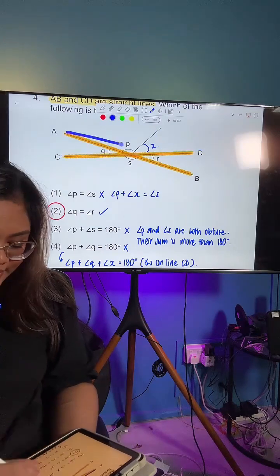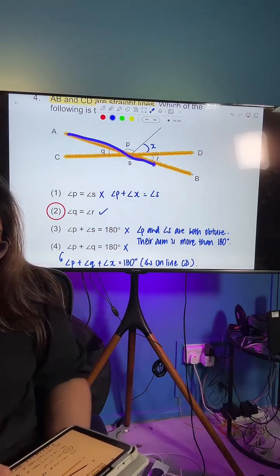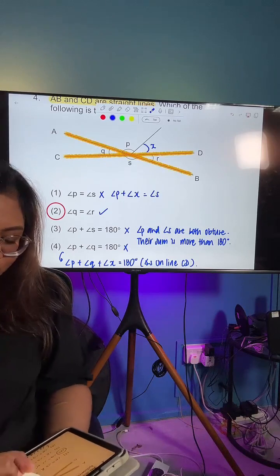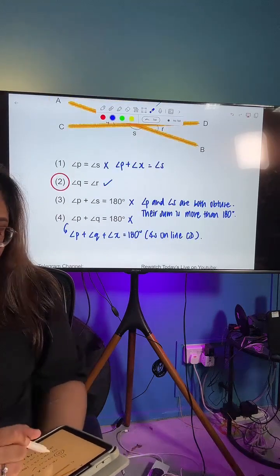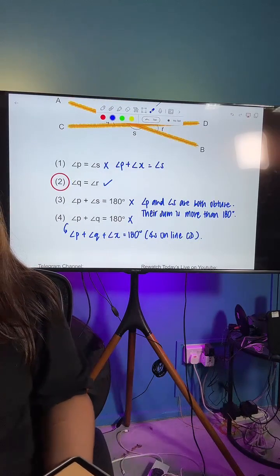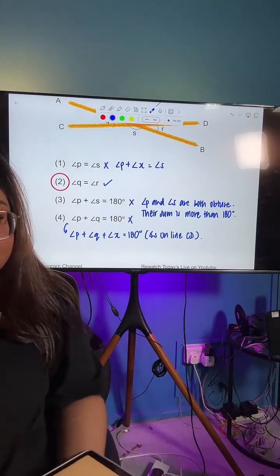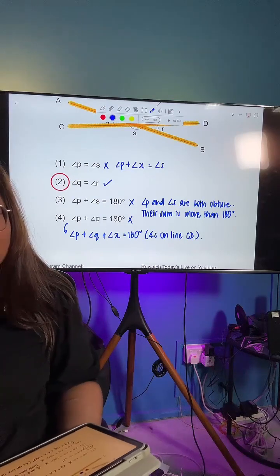And then you have angles on a straight line. On the line CD, Q, P, and X form 180 degrees. And then on the line AB, we have Q and S forming 180 degrees. Of course, we have the other side as well, yeah? Hence, this is the correct answer. Q is equal to R. Alright, the explanations for the rest are here. Angles on a straight line, 180 degrees.